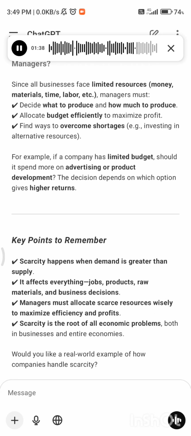Key points to remember. Scarcity happens when demand is greater than supply. It affects everything: jobs, products, raw materials, and business decisions. Managers must allocate scarce resources wisely to maximize efficiency and profits. Scarcity is the root of all economic problems, both in businesses and entire economies.